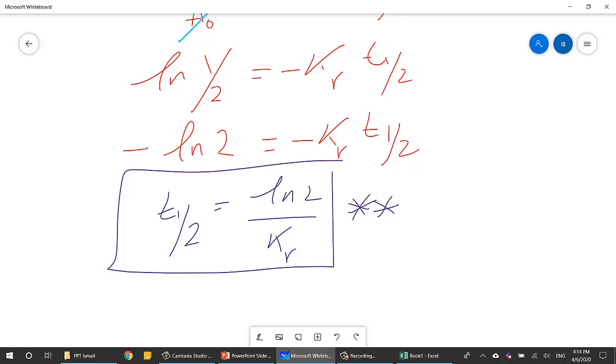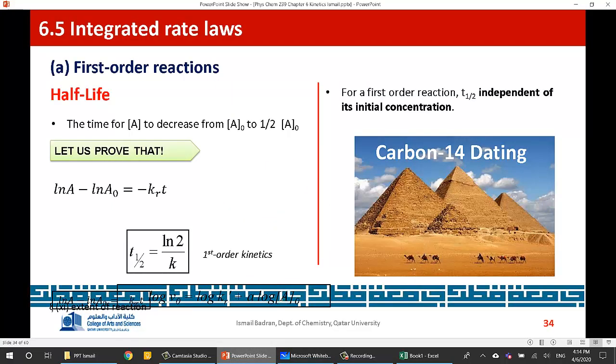It does not actually depend on how much starting material you have. And that's why it's widely used for archaeology, as I'm going to say here. So t half for first order reactions is ln 2 over k. This is only for first order kinetics. If you want the t half for other orders, you might have a different formula.